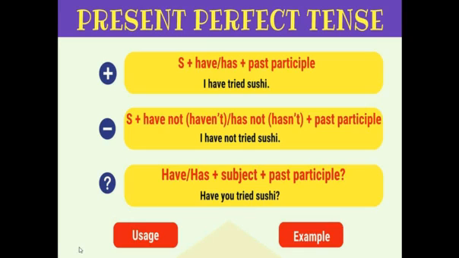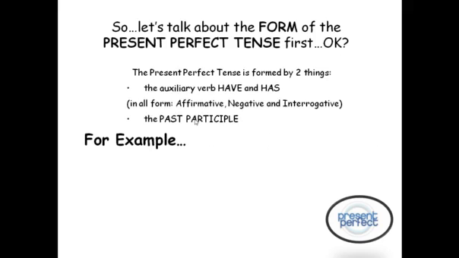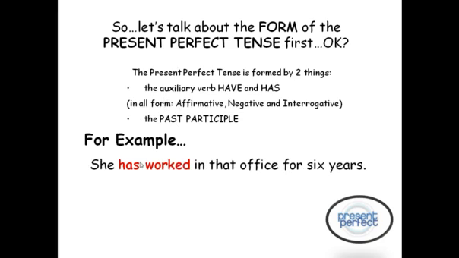Here, in the next slide, we're going to talk a little bit more about the form of the past participle. The present perfect tense is formed by two things: the auxiliary verb have or has plus past participle in all forms: affirmative, negative, and interrogative. So same info like the previous slide, but here this is an example. She has worked in that office for 6 years.